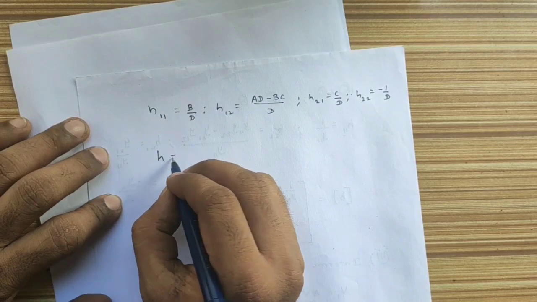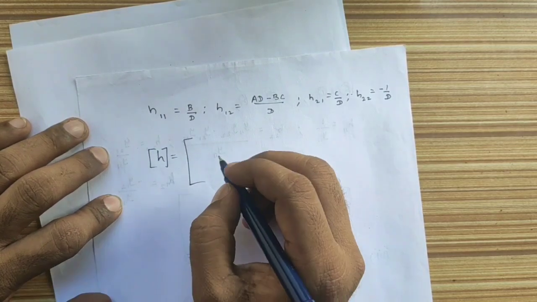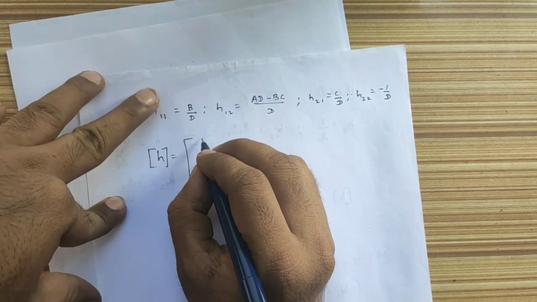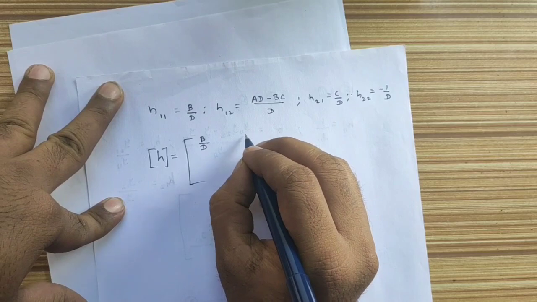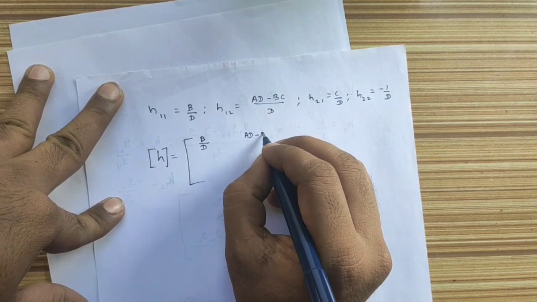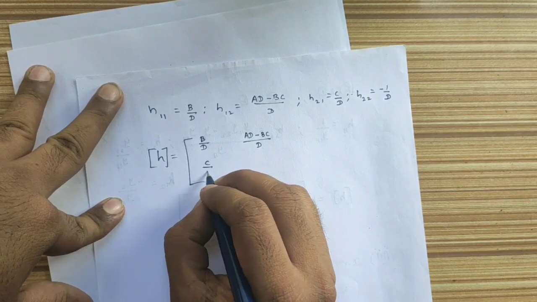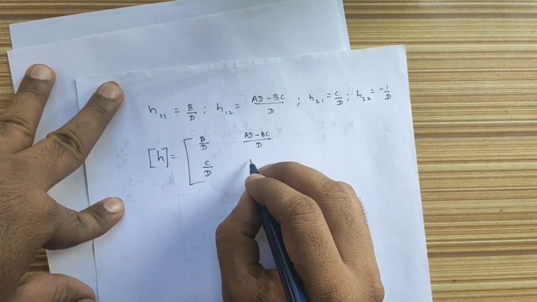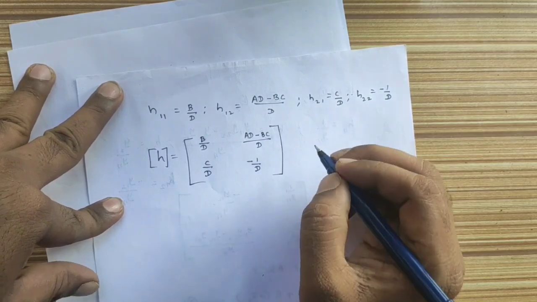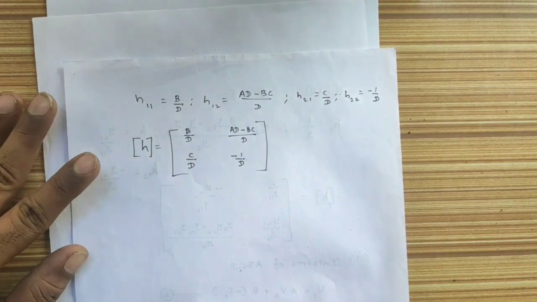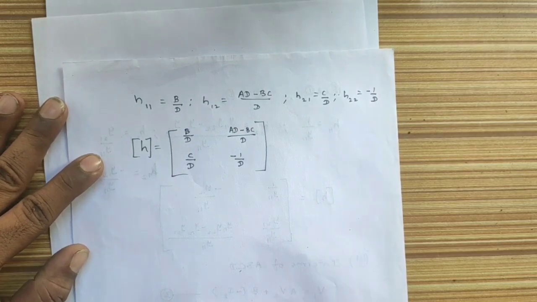So again, the H parameter matrix in terms of ABCD parameters: the first term is H11, that is nothing but B by D, H12 is AD minus BC by D, H21 is C by D, and H22 is minus 1 by D. So if you know the ABCD parameters, we can find the H parameters using this equation.